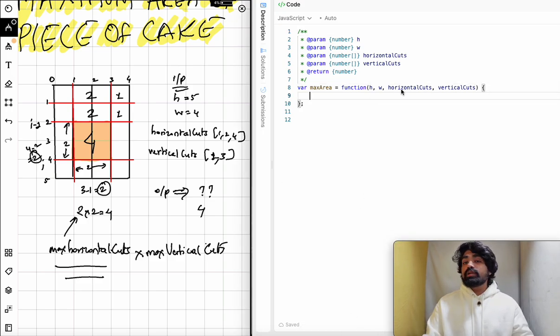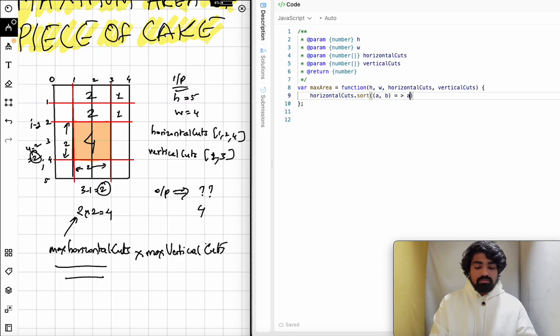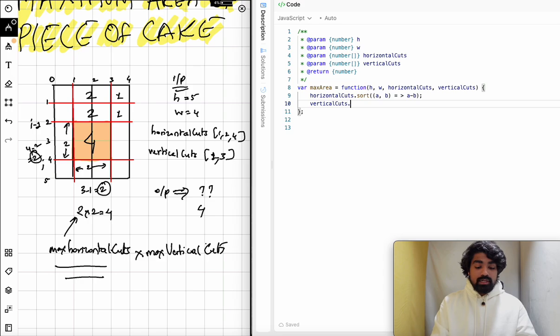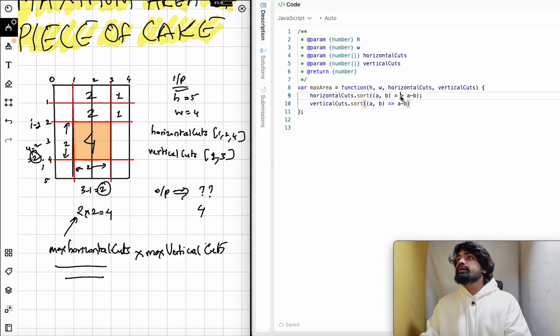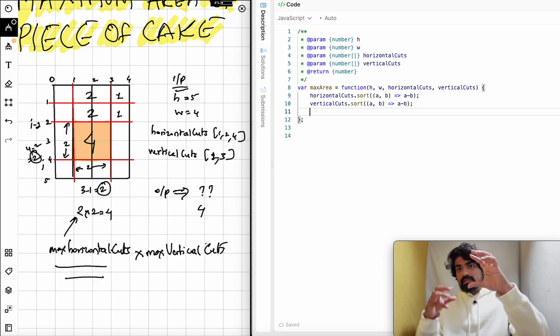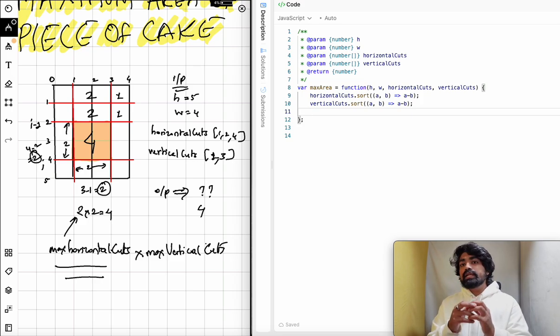And this will just translate into code something like this. So we said the input is unsorted. So first thing I'll do is just sort my input, and I will just do something like this, and this should sort. Then I will do vertical cuts dot sort also, so a minus b here also. And after I have sorted my input, I said I will find the max horizontally, the biggest piece that I can find horizontally, and then the biggest piece I can find vertically also.